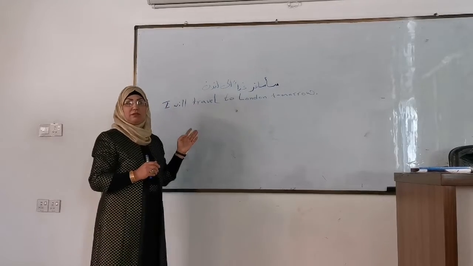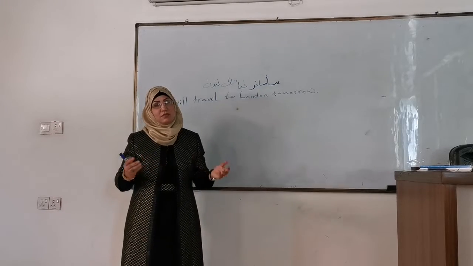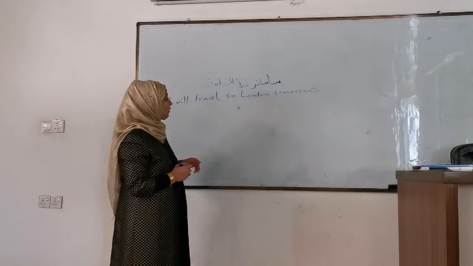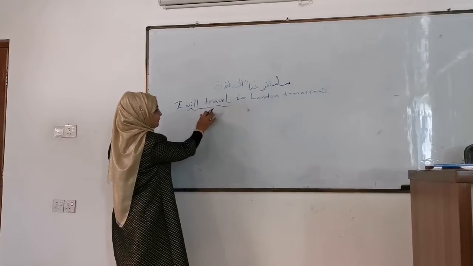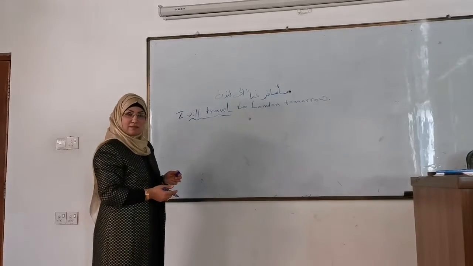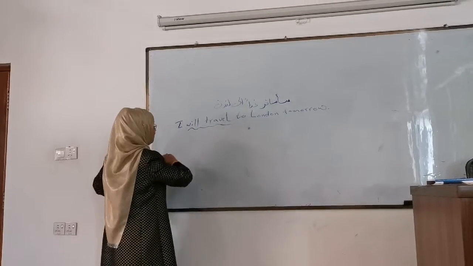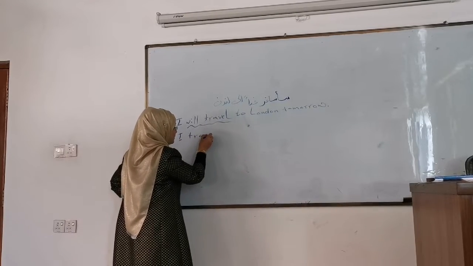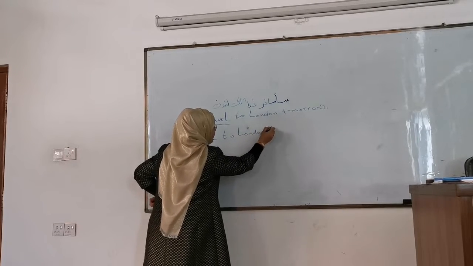This is an acceptable translation for this sentence, but we have other translations. The students can give us some other translations of the same sentence. For example, although here we use will plus the infinitive, which indicates the future, I can use other tenses to show the same sentence. Okay, I say I travel to London tomorrow.